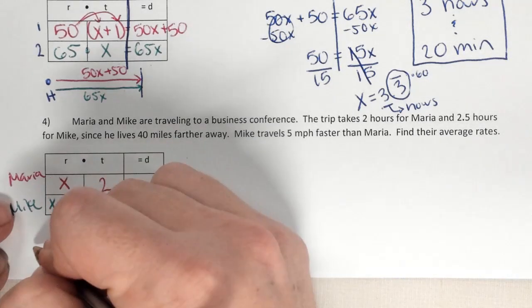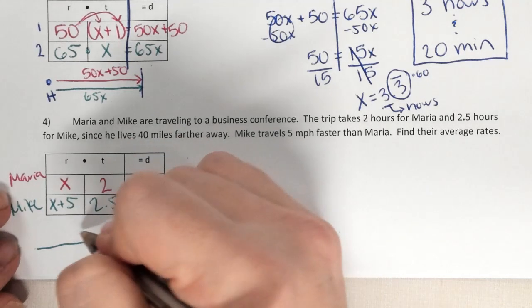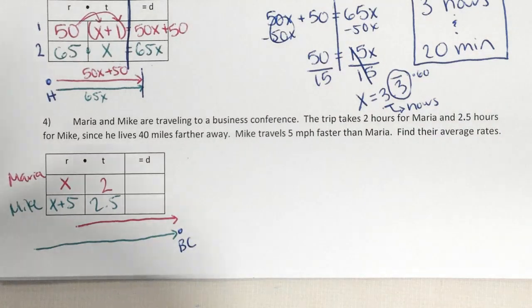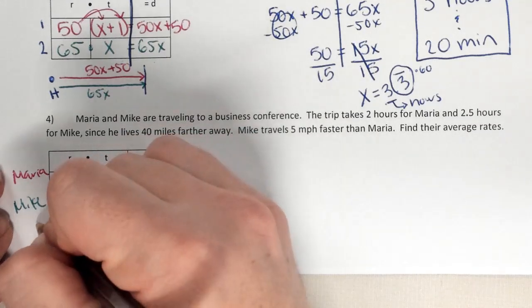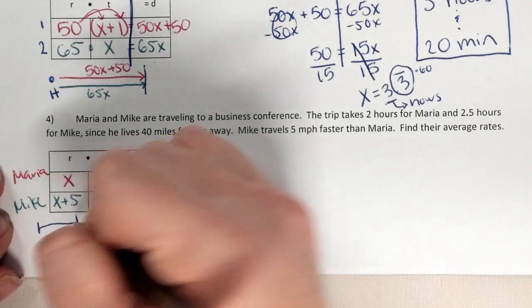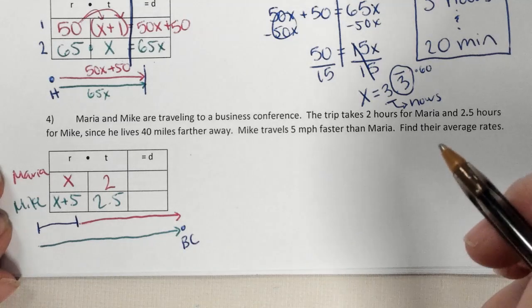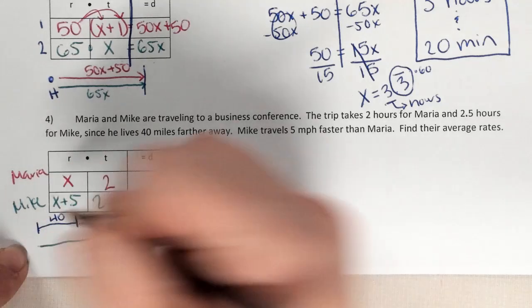We know that Mike had to travel further than Maria. So Maria's line is going to be shorter. Right? But to set up this problem, I need the lines to be the same. Do I know how much this gap is? It's 40. Why is it 40? Yeah, he's 40 miles further away. So this is represented by 40.